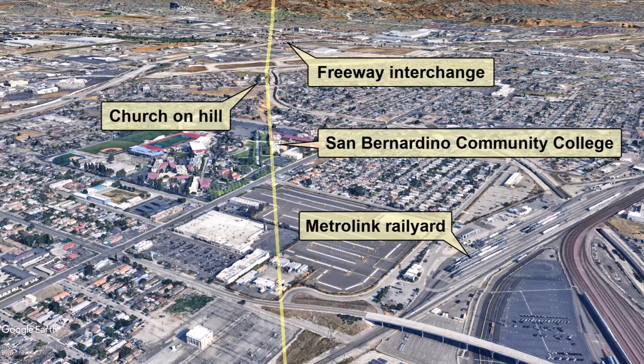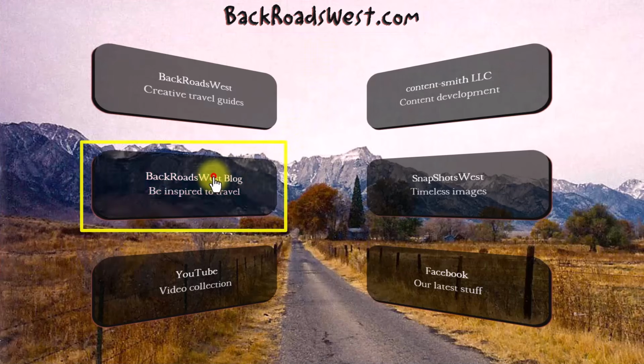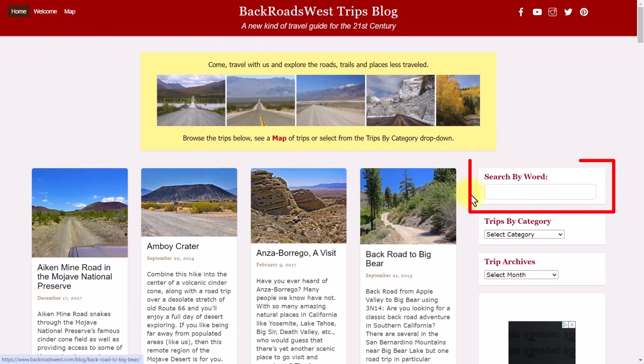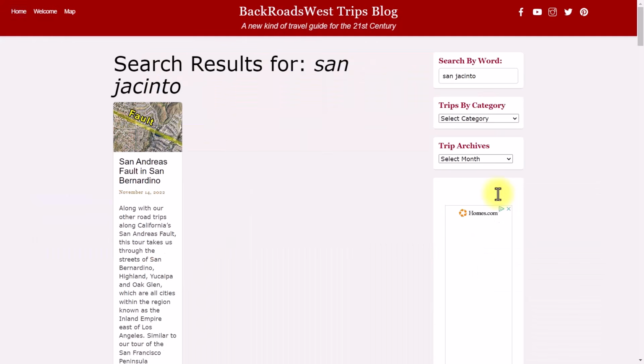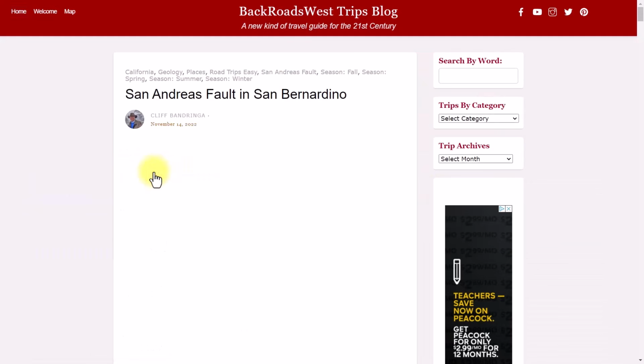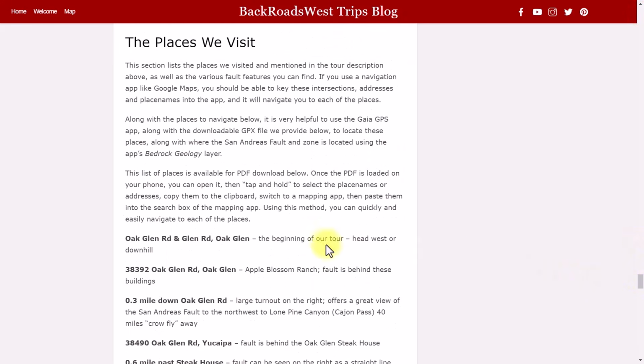That way, you can get to them yourself by looking them up on your navigation app, such as Google Maps. For a list of all those place names, just like our other videos, go to our website at backroadswest.com. Select the blog option, then search for San Jacinto. On that webpage, you'll find a list of all the places we'll visit on this tour, along with other resources for you to learn more about the fault.